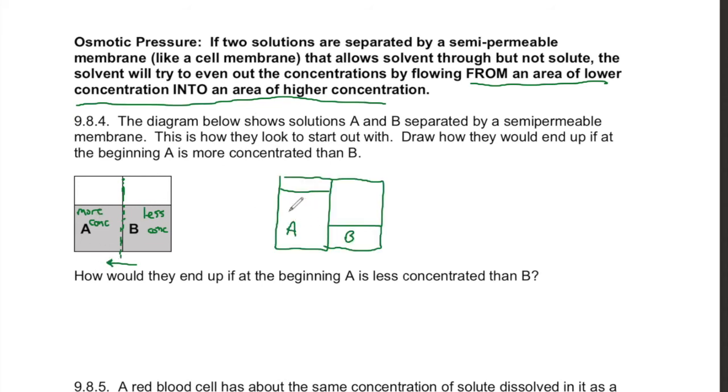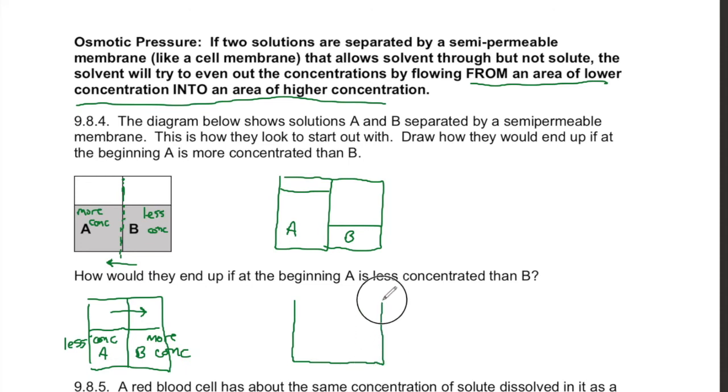And the way that would end up looking, if water flows in this direction, the volume of B is going to go down, concentration is going to go up, but the volume is going to go down, and the volume of A is going to go up while the concentration decreases. So their concentrations are now closer, their volumes are further apart. If we had the opposite situation with A being less concentrated and B being more concentrated, this time the water is going to flow in the opposite direction from A to B, and we will end up with a lower volume in A and a higher volume in B.